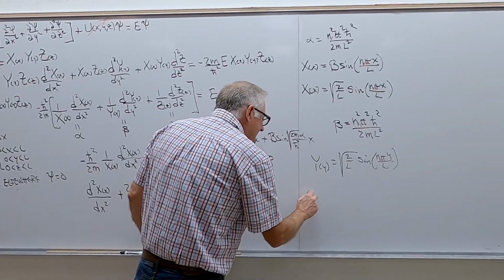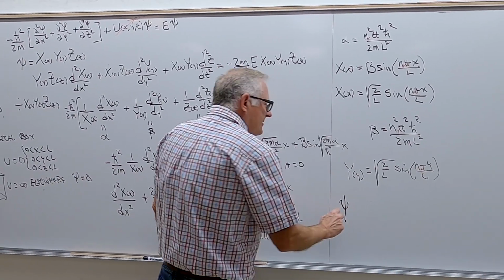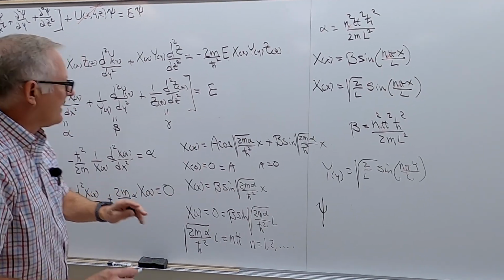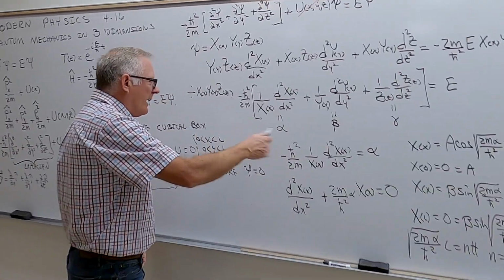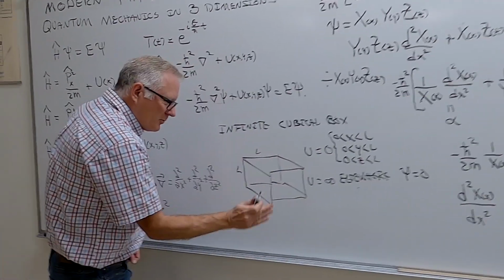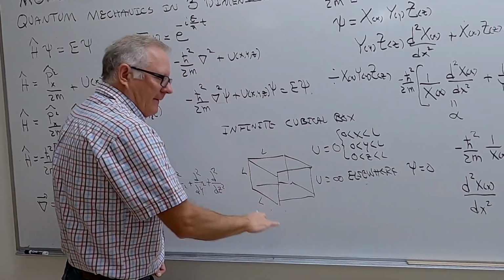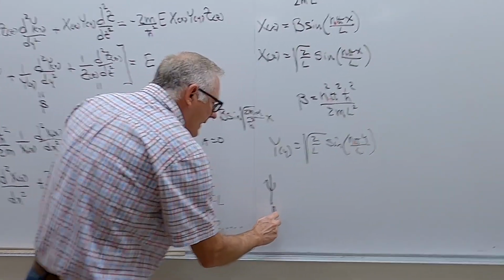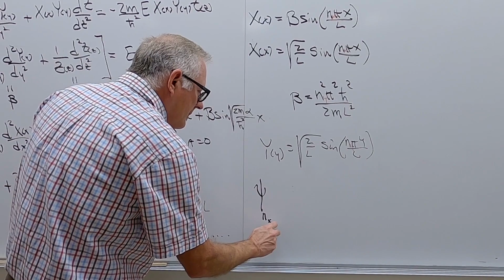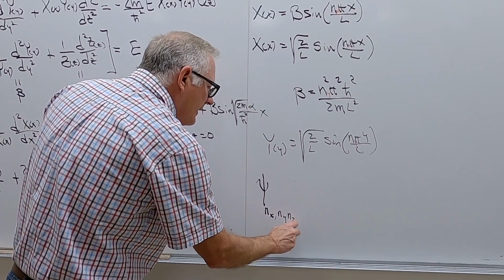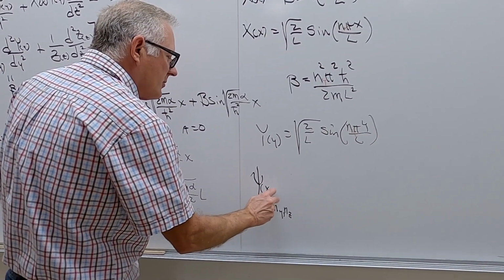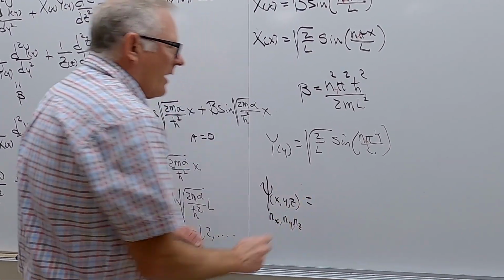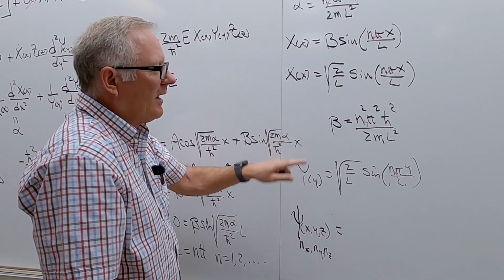So that means my psi is going to depend on three quantum numbers now, nx, ny, and nz. We're going to get that because you've got to get so many waves this way, and this way. So it's going to be a function of nx, ny, and nz. Those are the three quantum numbers of x, y, and z. And that's going to just be the product of X sub x, Y sub y, and Z sub z.